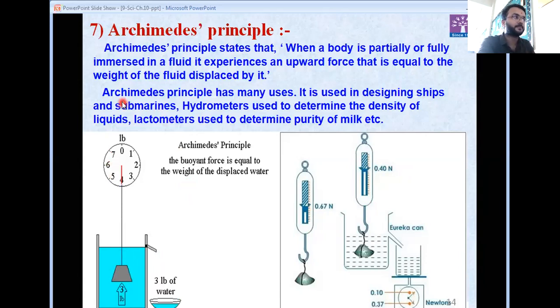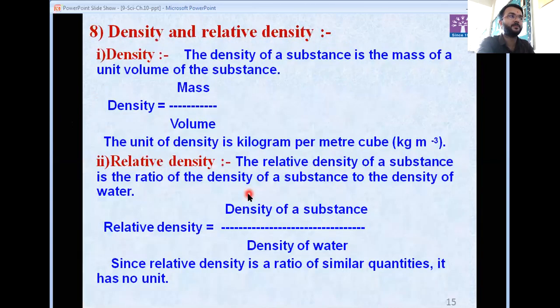Archimedes Principle has many uses. It is used in designing ships and submarines. Hydrometers are used to determine the density of liquids, lactometers are used to determine the purity of milk. Dear students, these are most important questions, frequently asked questions in 9th standard. So please learn hydrometers for density of liquids and lactometers are used to determine the purity of milk. These are the applications of Archimedes Principle.